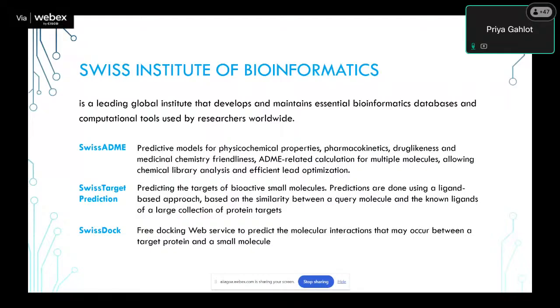SwissTargetPrediction will tell you, using a certain bioactive small compound, what targets the compound is linked to, giving a similarity index, so for protein-ligand interaction studies you can get some prediction models here. You can use SwissDock if you cannot use AutoDock or other tools like Vina. It is a freely available docking web service provided by the Swiss Institute of Bioinformatics, which you can use for docking studies.